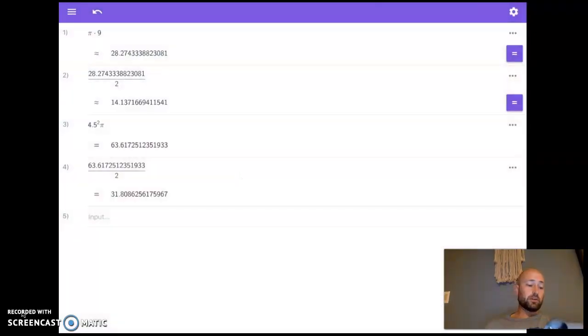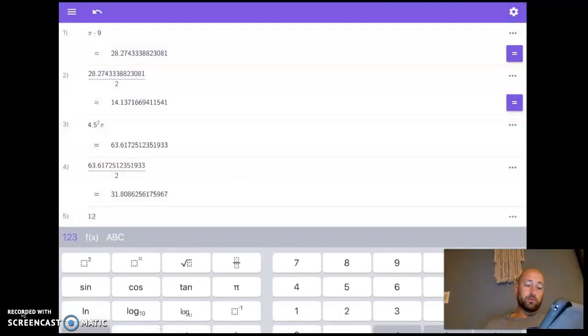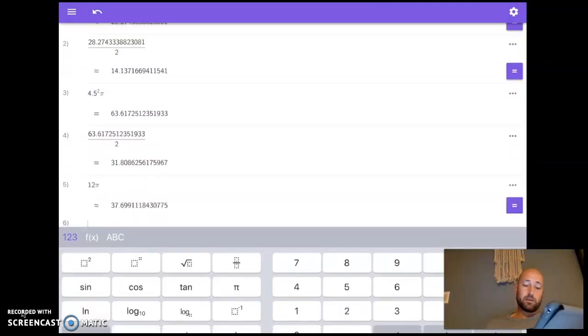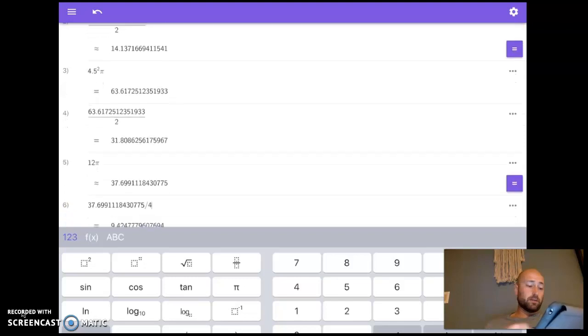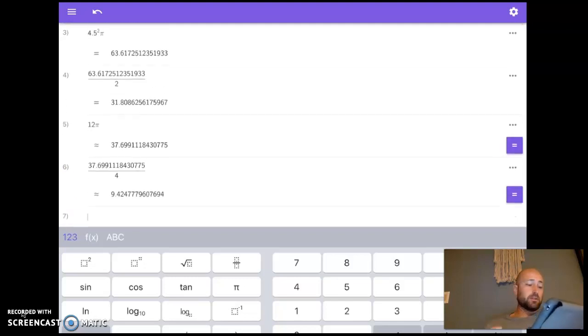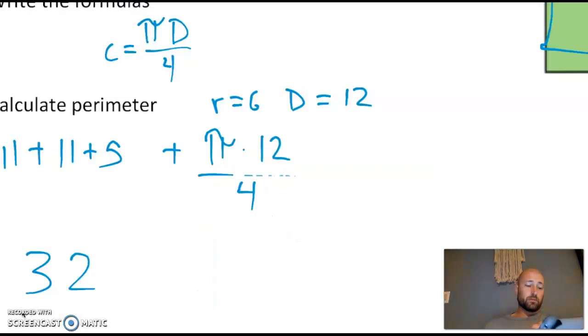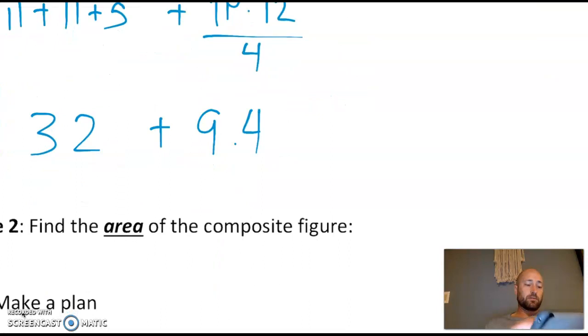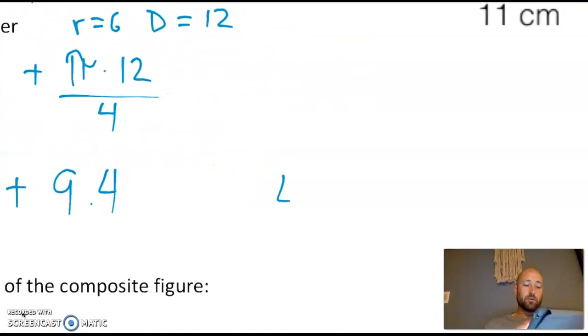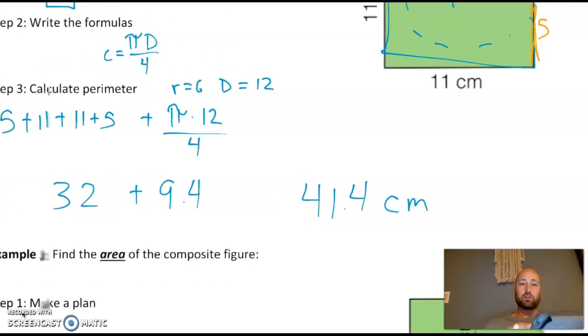Going to the calculator here again. There goes 12 times pi. Take that answer, divide it by 4. That comes out to 9.42. So we'll add that to 32, so my total is 41.4, and our units are centimeters.